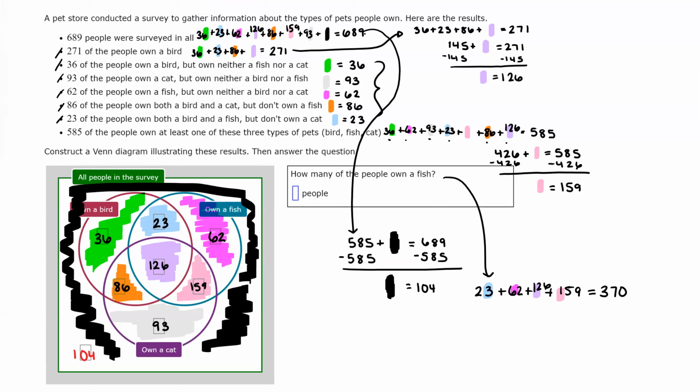So there are 370 people who own a fish. You could have actually technically answered that once you had those 4 rooms, but if you want to fill in the entire Venn diagram, you have to go all the way.